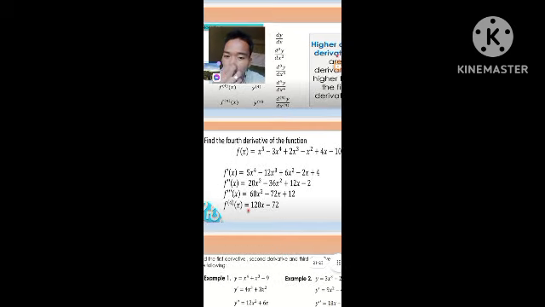Since the exponent 2 minus 1 leaves 1, x is just x. So we have 10x. Since this is the fourth derivative, we multiply: 20 times 5 times 4, and 20 times 3 is 60 times 2 equals 120.